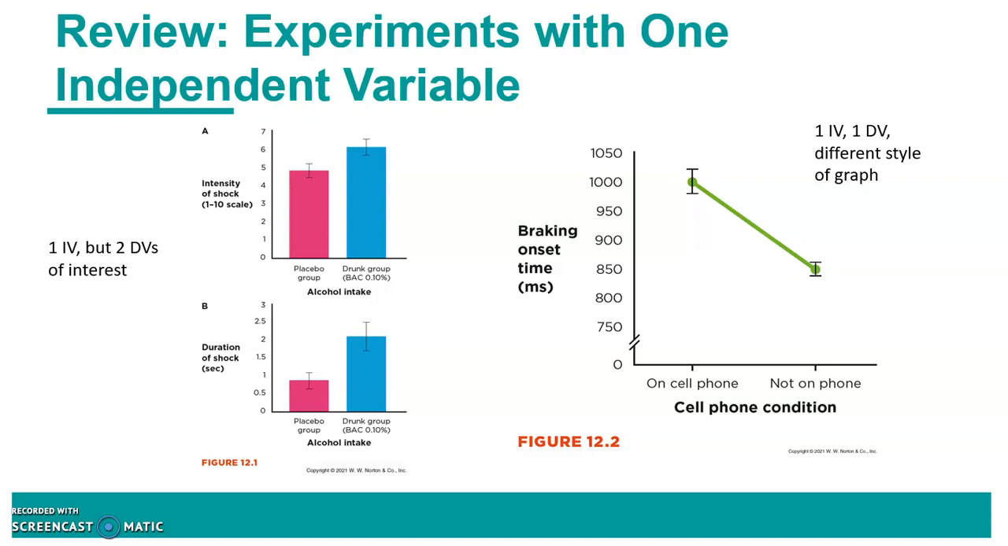Here's an even simpler design with just one dependent variable, breaking onset time, and the independent variable is you're either on your cell phone or you're not on your cell phone when driving. So here's cell phone condition. That's the independent variable. Data that you collect from the two groups is the dependent variable, and that's the breaking onset.